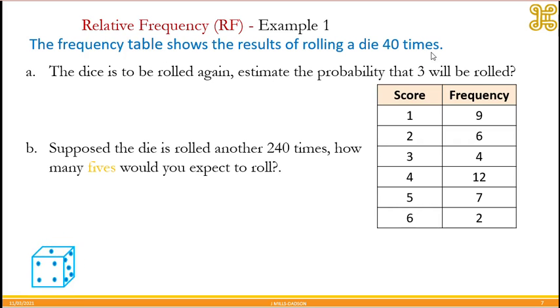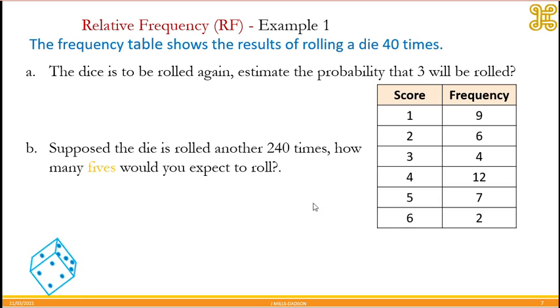A die is rolled 40 times, and this is the frequency recording of the outcomes of this score. So we are supposed to work out the estimate of probability that after the next roll, what will be the chance that it will land on 3. This is the outcome from 40 rolls.